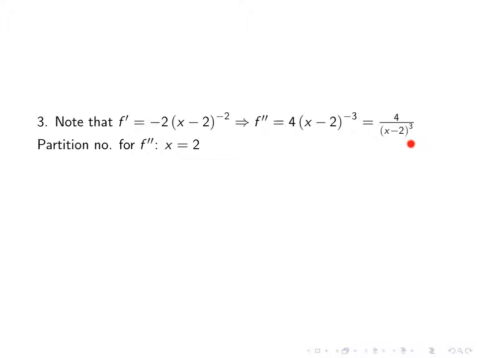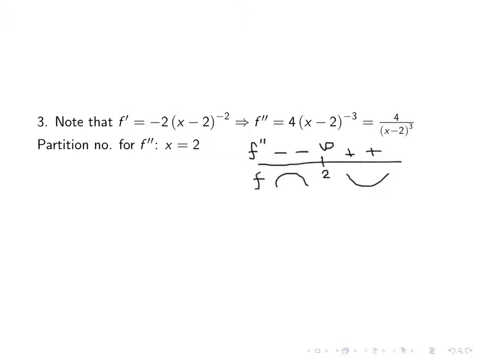So f prime can be written as 4 over (x minus 2) cubed. The partition number for f double prime is where it's undefined, it's never 0, and that's at x equals 2 again. So here's the sign chart for f double prime. The sign is determined by x minus 2, since when you cube x minus 2, it retains the sign.